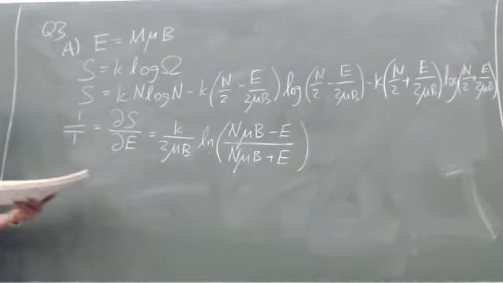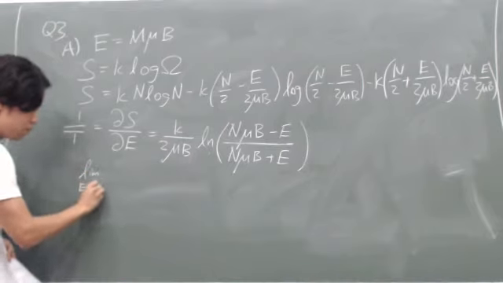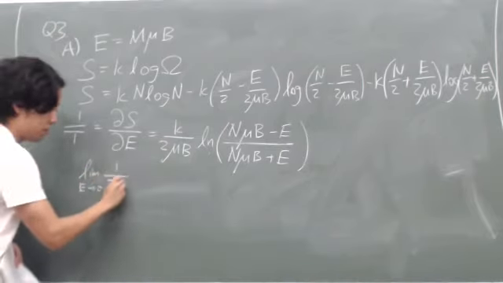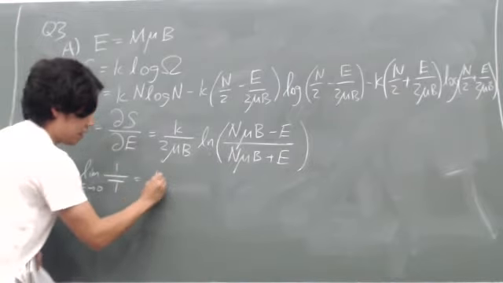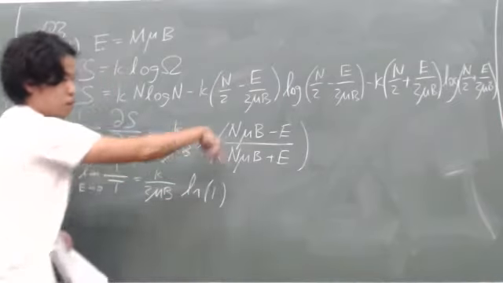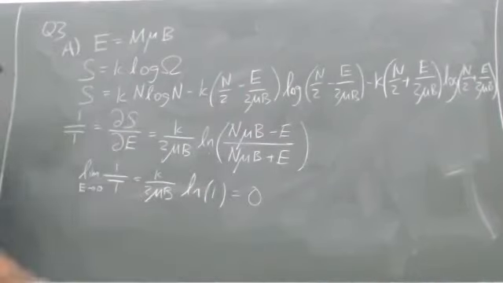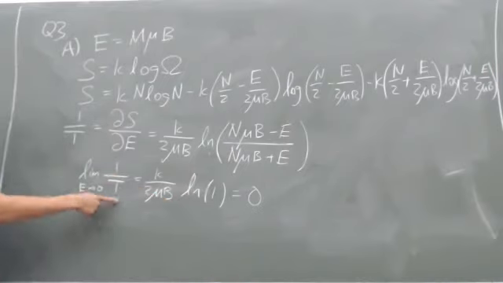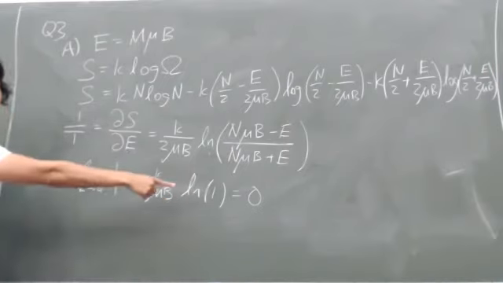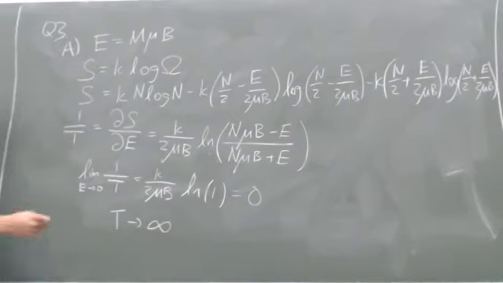Now we just have to consider what happens if we take the limit where energy goes to 0 for 1 over T. In this expression you just get k on 2 mu B log of 1. The E's disappear and the rest just cancel out. Log of 1 kills this thing, so it comes to 0. So it approaches 0 from above. But if 1 on T goes to 0 in the limit E going to 0, then that tells me T is going to infinity. So if you reduce the energy in a magnetic system to 0, you get a divergent temperature.